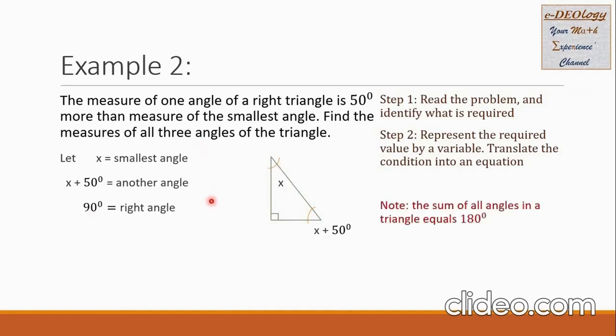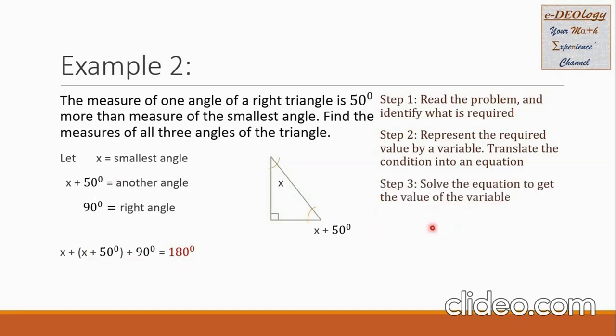We're going to translate now the condition into an equation. Please note that the sum of all angles in a triangle equals 180 degrees. So we will put these three angles in an equation. So this is now the x, the smallest angle, plus the second angle, the x plus 50 degrees, plus the right angle, 90 degrees, equals the 180 degrees.